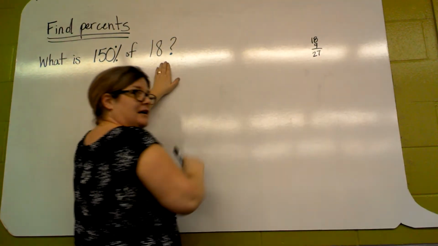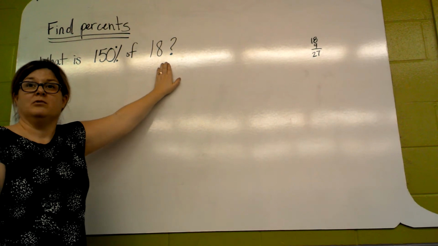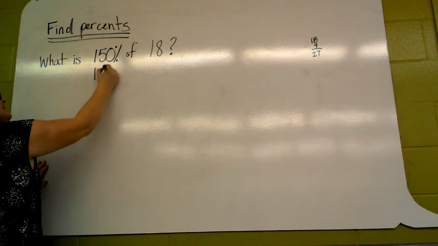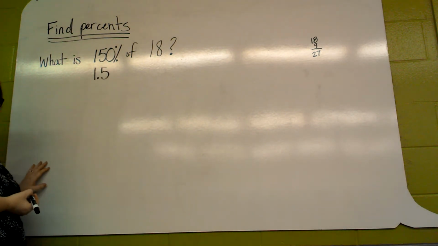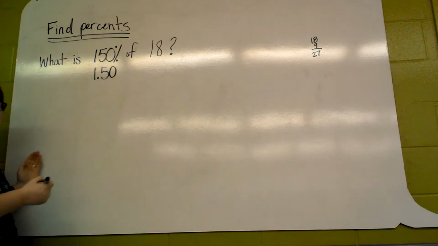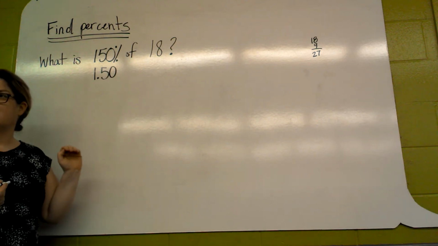27. Let's see if that's a good guesstimate. Okay? What do we do to this? Turn it into a decimal. 1.5. Can you add a 0? Yes, as long as you're adding it after the decimal and after the last number.